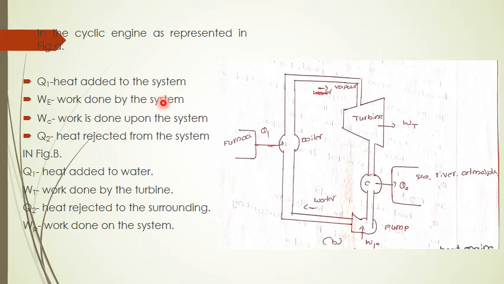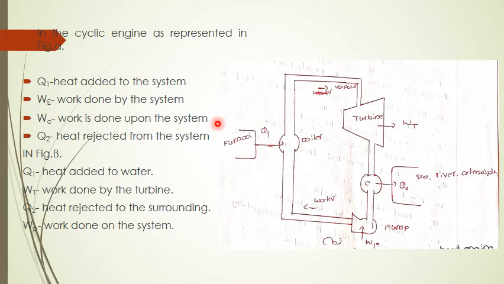So Q1 is heat added to the system. Q1 is the boiler where we will heat the water. So in order to heat the water or convert this water into steam, we need to add the heat energy. So that Q1 is heat added to the system. Then WE, so work done by the system. WE or WT, we can take.